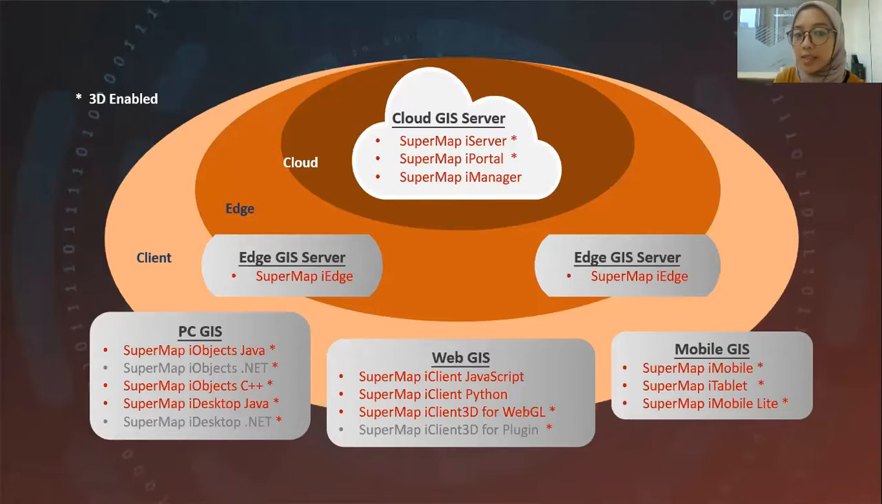And on the client side, we have desktop applications and web applications. iClient provides libraries and frameworks for you to do the development. We provide a JavaScript API, Python, and 3D for WebGL. And for mobile, we have a highly customized mobile application. You can customize it based on your requirements in iMobile. And iTablet is the ready-to-use application, so you don't need any development.